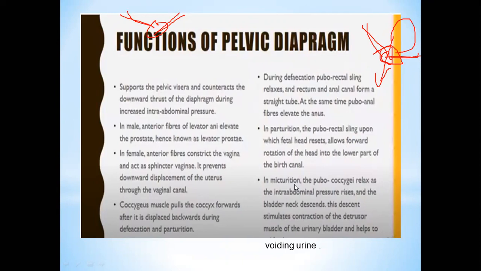And then we have what happens in cases of micturition. This pubococcygeal muscle relaxes as the intra-abdominal pressure rises, and the neck of the bladder descends. This descent stimulates the contraction of the detrusor muscle of the urinary bladder. It helps in voiding of the urine.